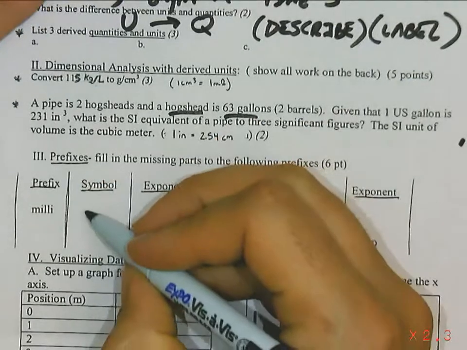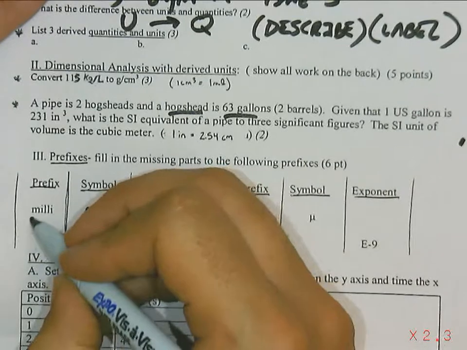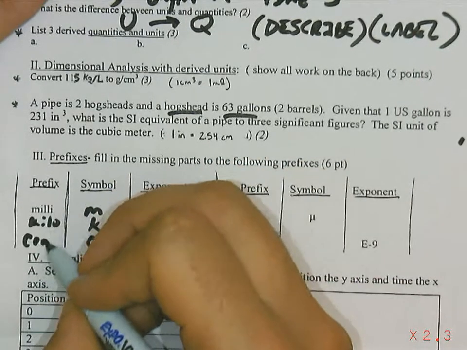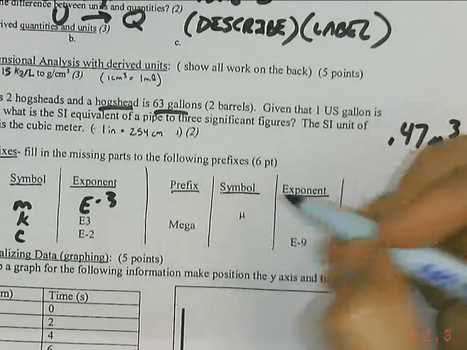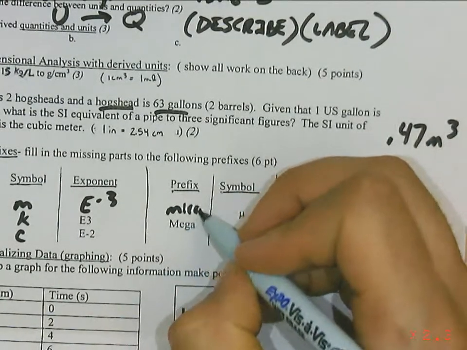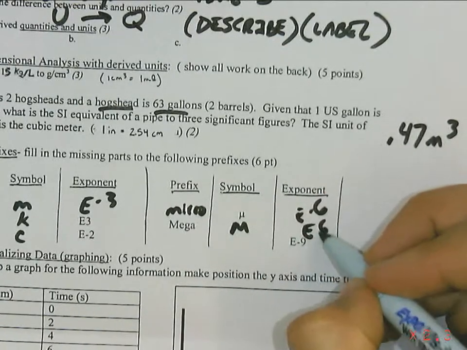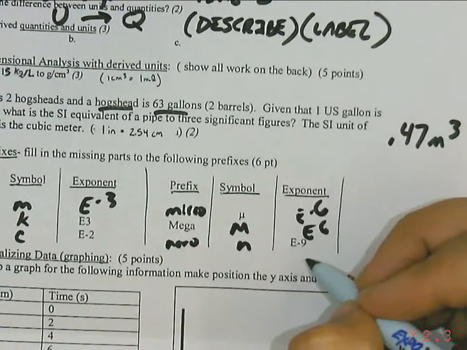Then we have milli, little m, e to the negative 3. E to the 3 is little k, which is a kilo. And we have e to the 2, which is little c, centi. We move over here to this side. This is the symbol mu, which means micro, e to the negative 6th. Big M is mega, e to the 6th. Nano, little n, e to the negative 9.